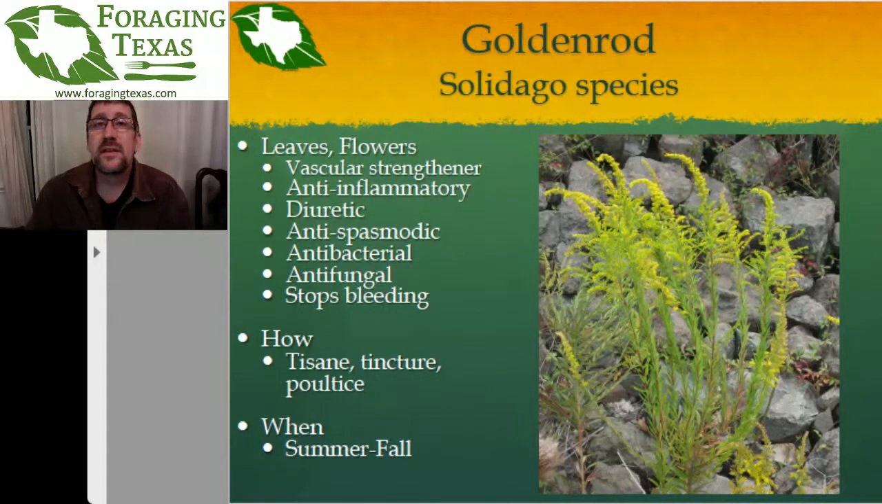And then finally, stopping bleeding. If you're wounded, a quick poultice of the goldenrod leaves or flowers applied to the wound will help stop the bleeding.